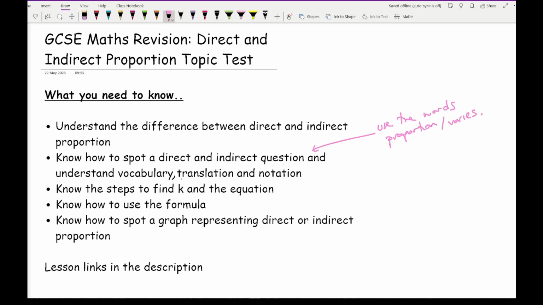The next thing we then need to be able to do is the translation. Now this is where you start your question off. So if it says that x is directly proportional to y, then you need to be able to translate that as x, and then a proportional symbol, to y. Make sure that you include this, as that is going to be generally your first mark in your solution.